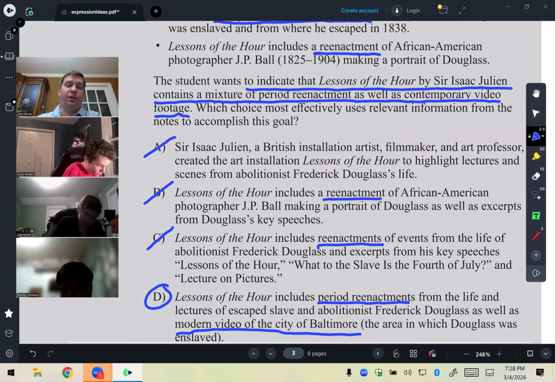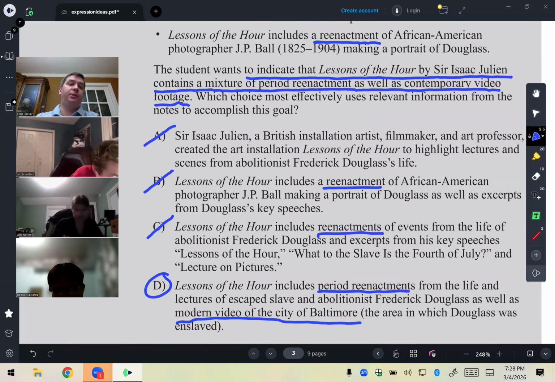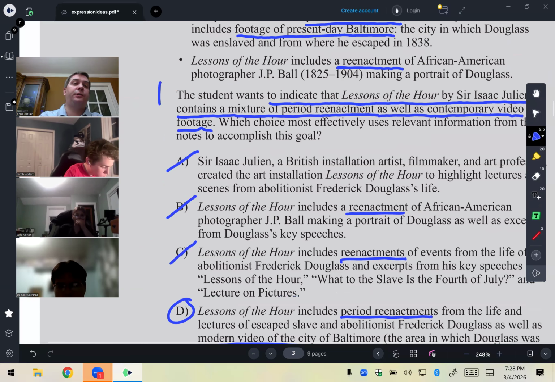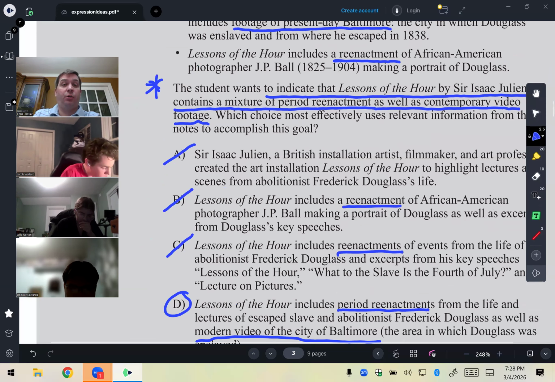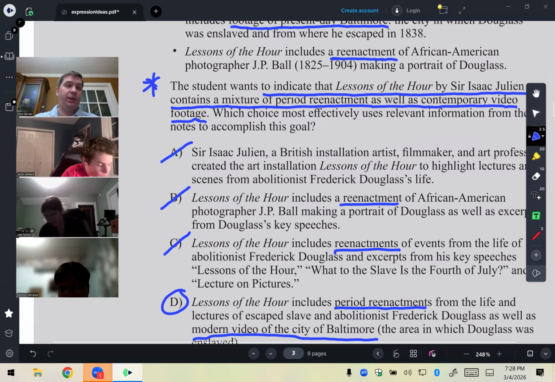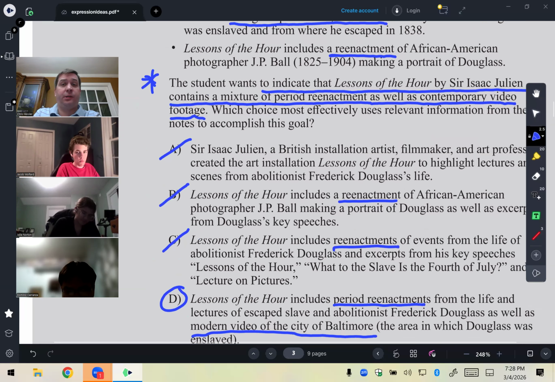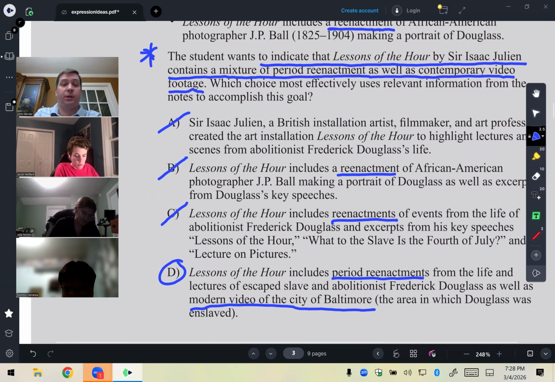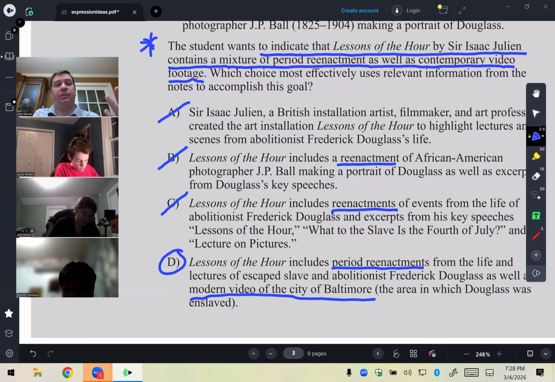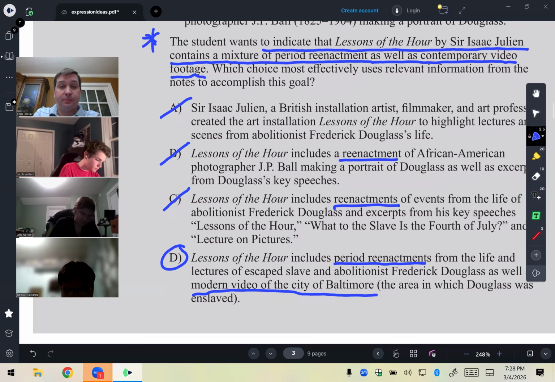So that's what I sort of meant by just underline the prompt. Always read the prompt first. And these are so specific. The student is always trying to do something very specific with the information. So once you've underlined what you're looking for, I think it becomes pretty easy to see which one contains everything that we need. I mean, obviously they make some of these harder than others. They do vary in difficulty.